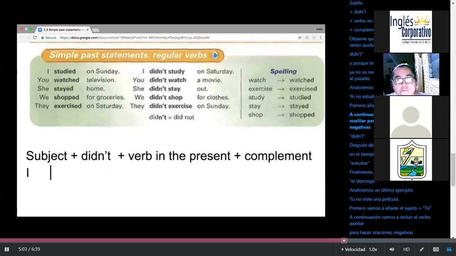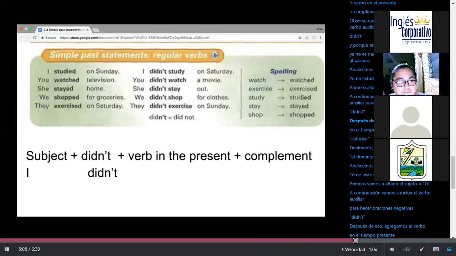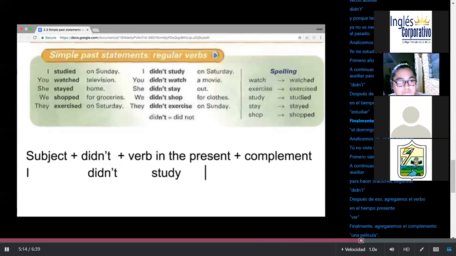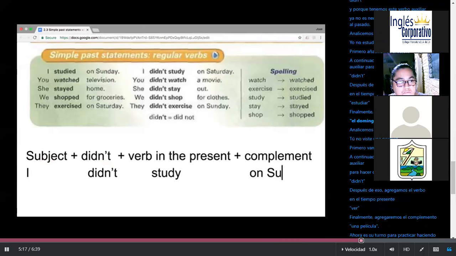Next, we will include the auxiliary verb to make negative statements, didn't. After that, we add the verb in the present tense, study. Finally, we will add the complement, on Sunday.